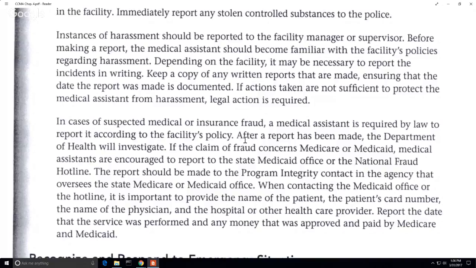So when contacting the Medicaid office or the hotline, it is important to provide the patient's card number, the name of the physician, and the hospital or other healthcare provider. Report the date that the service was performed and any money that was approved and paid by Medicare and Medicaid.